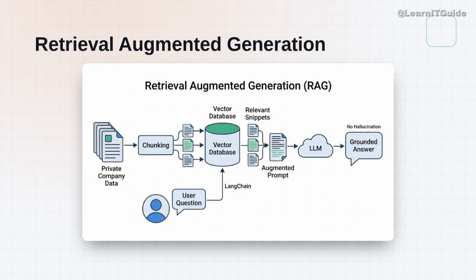What if you need the AI to know about your private company data? You use Retrieval Augmented Generation, or RAG. You chunk your data, store it in a vector database, and when a user asks a question, LangChain searches the database for relevant snippets. It then injects those snippets into the prompt. That is how you stop the model from hallucinating by grounding it in real, verified facts.